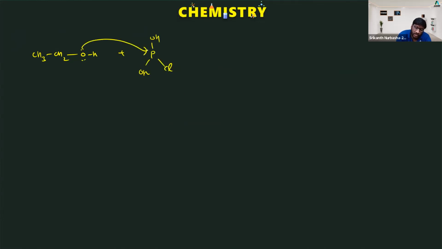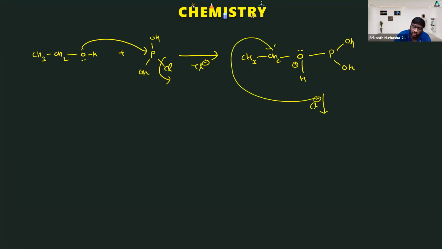The lone pair of electrons on oxygen attacks the phosphorus. The phosphorus-chlorine bond leaves, with loss of chloride ion. We generate CH3CH2, oxygen has only one lone pair and a positive charge, the OH bond as it is, oxygen connected to phosphorus, and phosphorus connected to OH groups. The Cl minus lost in the previous step attacks this electrophilic carbon again, generating CH3CH2Cl. Along with that, we produce POH, OH, OH, which is nothing but H3PO3.